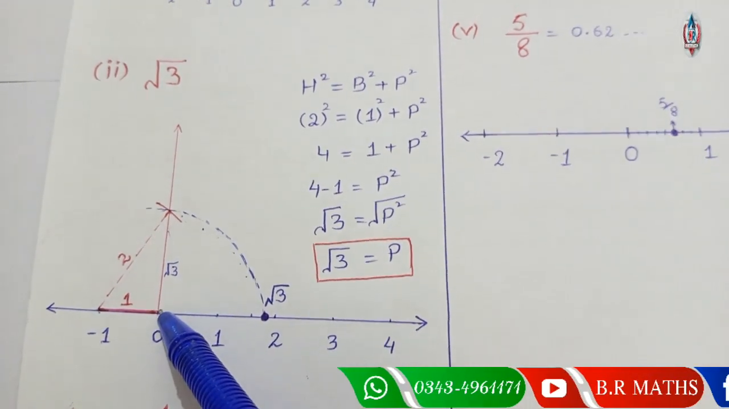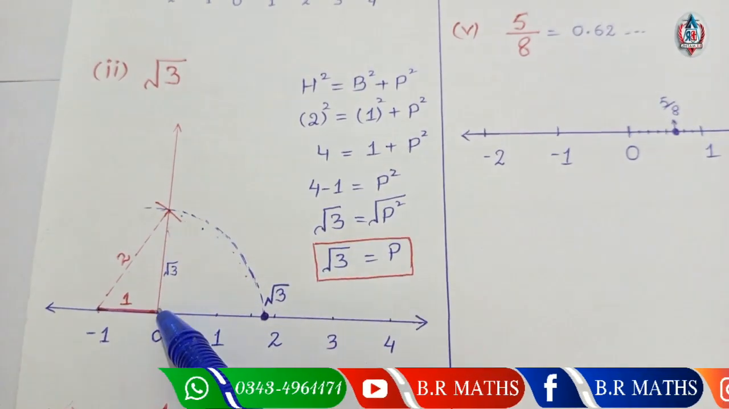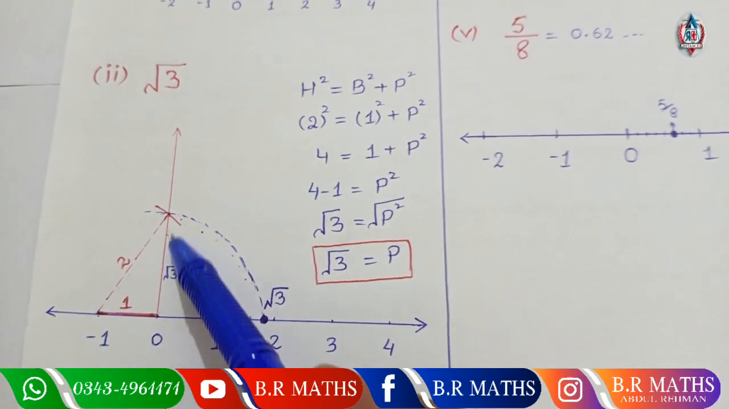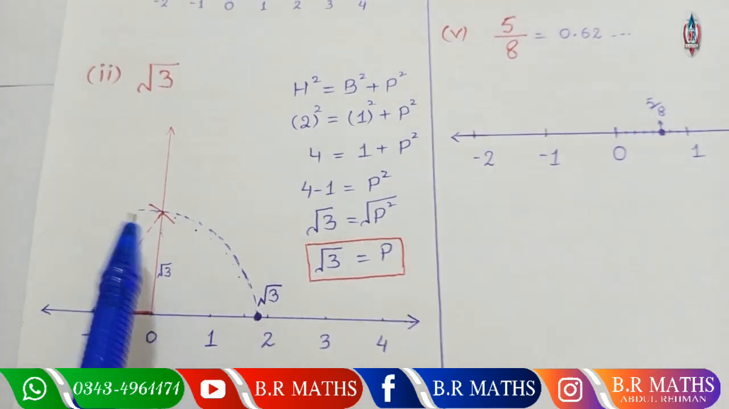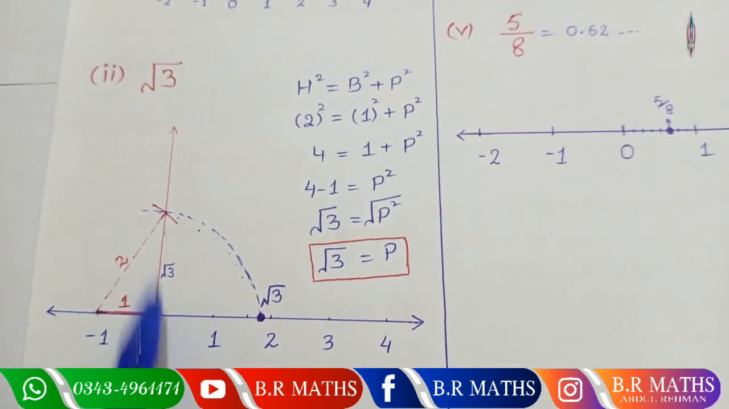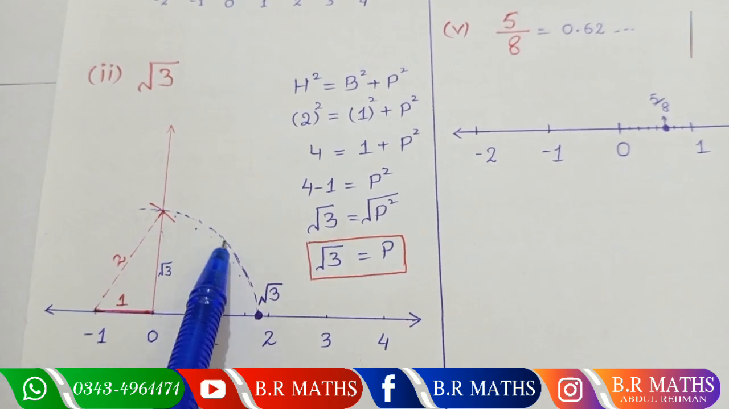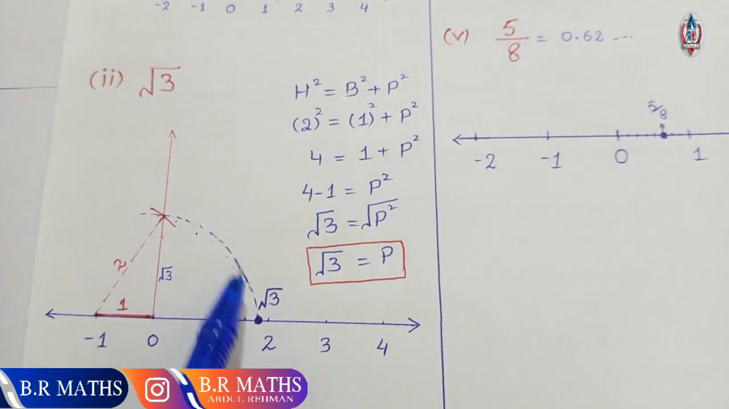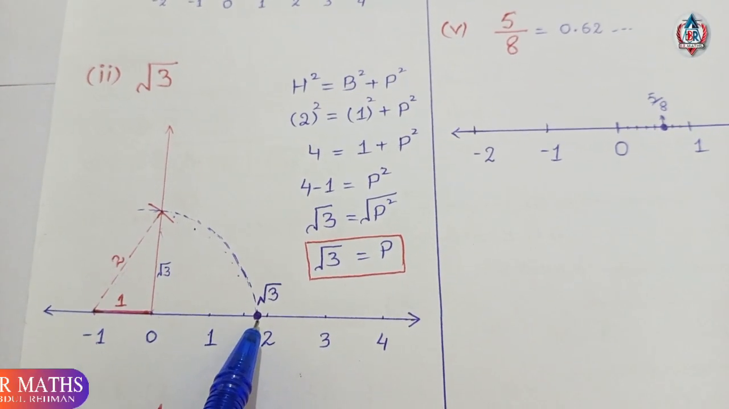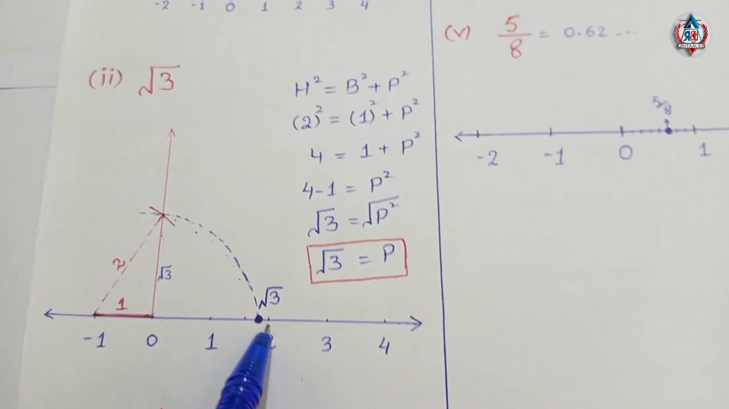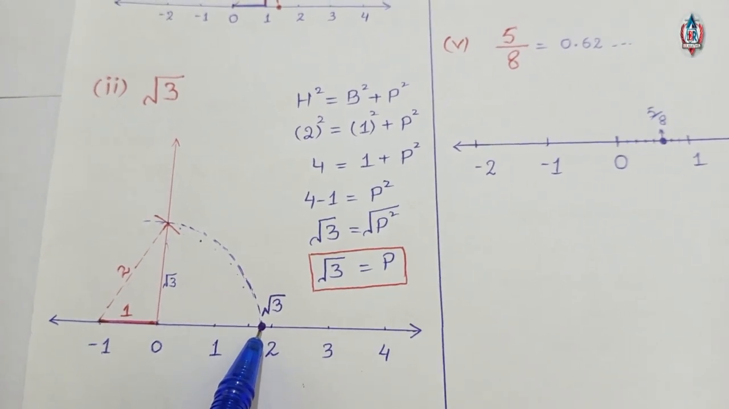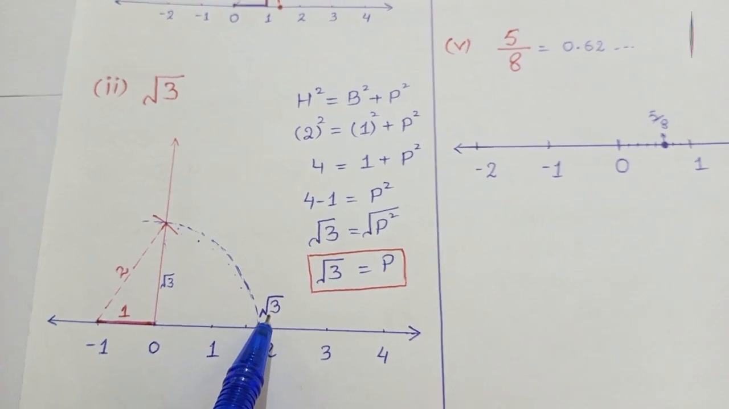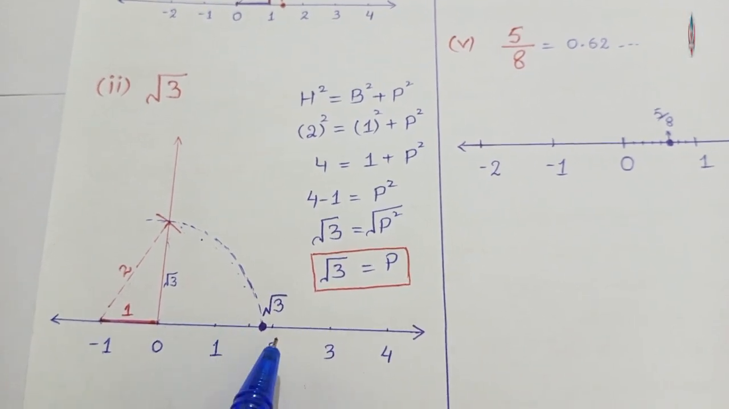Open the compass from 0 to this point, because this is square root 3, and make an arc from this point to drag onto the number line. This is just before 2. This point is equal to square root 3. I hope you understand this math pattern.